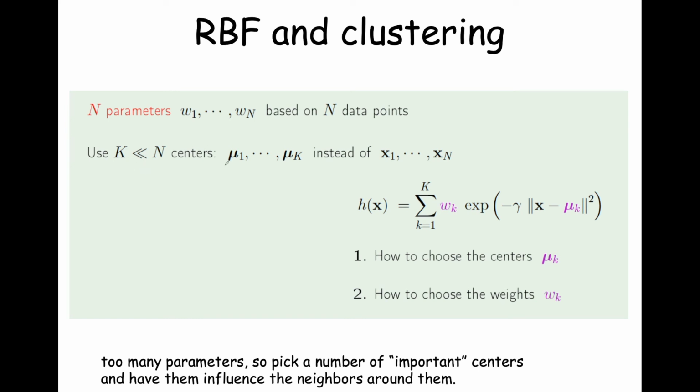So let's define these centers, mu1 up to and including mu sub k, which is the kth center. So there are k many centers. And these centers just happen to be defined in the same d-dimensional feature space as our data points, in the same input representation. And so now we're going to use these centers, instead of these data points, as the place we center the radial basis function.